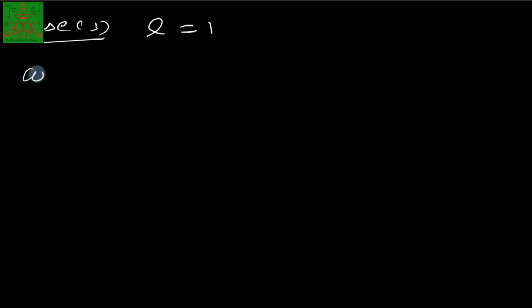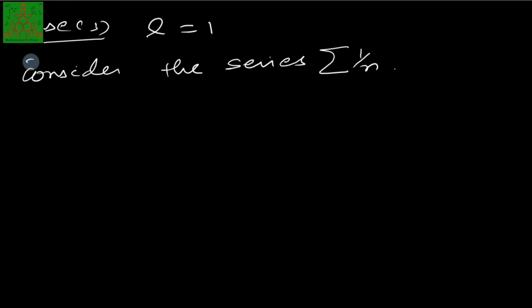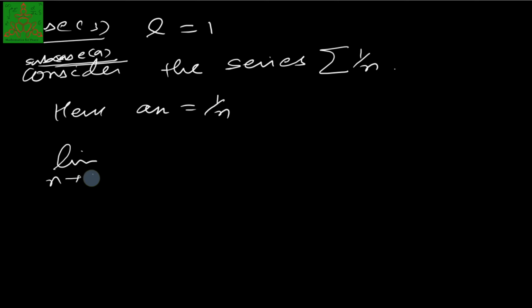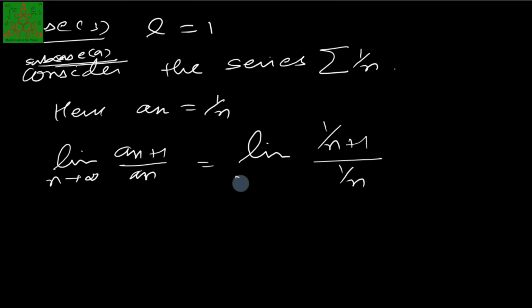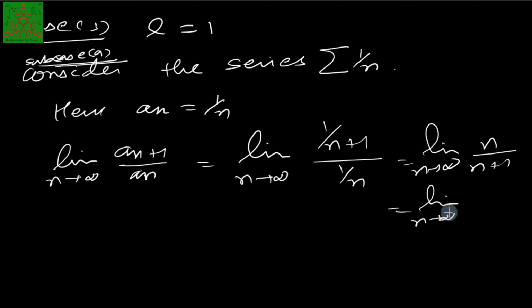So consider the series summation of 1 upon n. This is sub case A. Here we have an is 1 upon n, and let me calculate the limit of an plus 1 upon an as n tends to infinity. That is the limit of 1 upon n plus 1 over 1 upon n, so this is the limit as n tends to infinity of n upon n plus 1. If I divide by n in the numerator and the denominator, we will have 1 upon 1 plus 1 by n, which gives me 1.